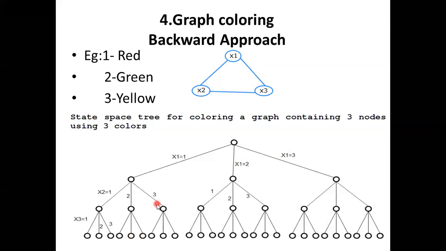Next, one more option here. x2 I made as 3, that means yellow. I will start with the root. x1 is red, x2 is yellow, then for x3, which of the colors can I give? Again, red, green and yellow. That's why 3 bubbles are written. Like that, this one also. I hope it's clear how to draw this one.